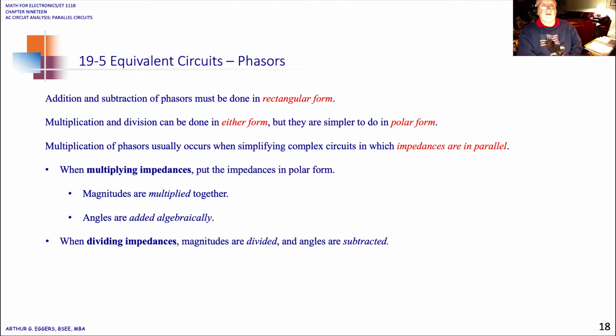Multiplication of phasors usually occurs when simplifying complex numbers in which impedances are in parallel. So in short here, when multiplying impedances, put the impedances in polar form. Magnitudes are multiplied together, angles are added algebraically. When dividing impedances, magnitudes are divided and angles are subtracted.